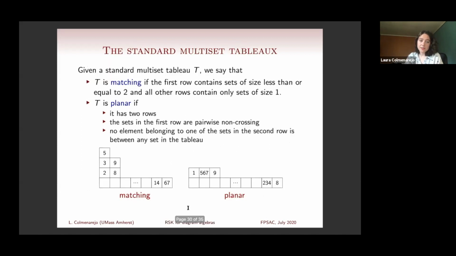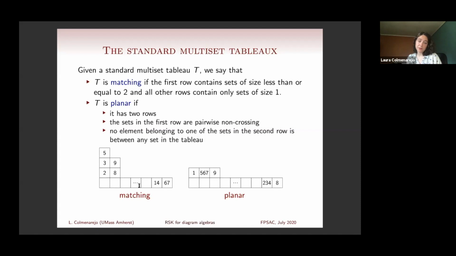So what happens is that the same way that we characterize the subalgebra with the diagrams, we can also do it with the tableaus. So what we have done is define a standard multiset tableau to be a matching tableau if there are some conditions over the sizes of the elements in the first row. For instance, the first row only contains sets of at most 2 elements, and all the other rows contain only elements of size 1. So this tableau over here is going to be a matching.